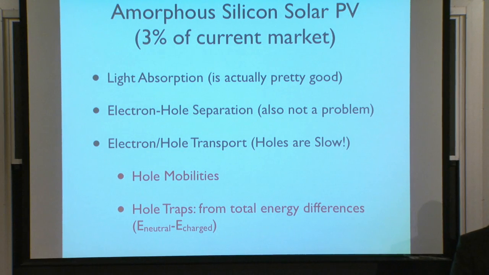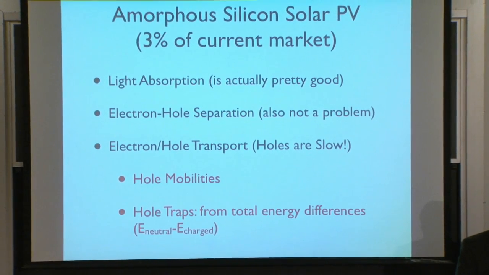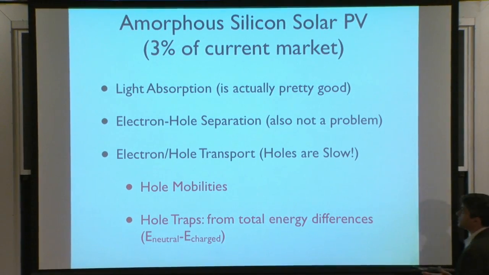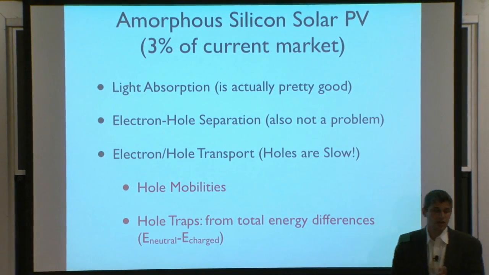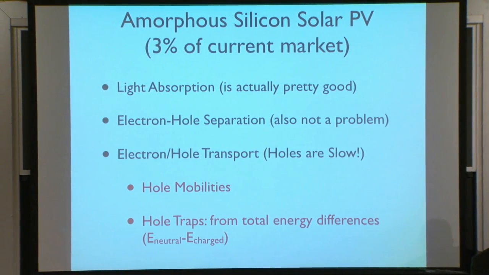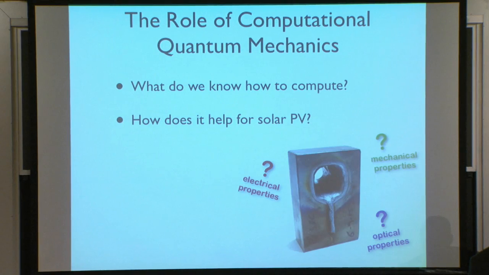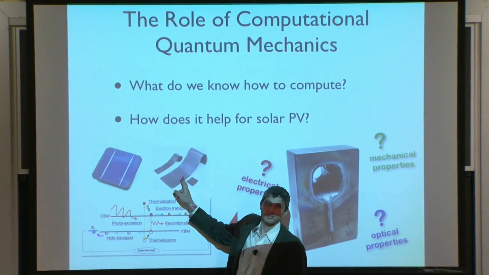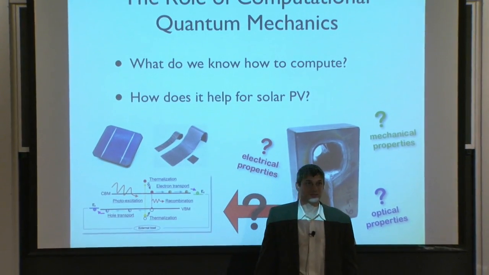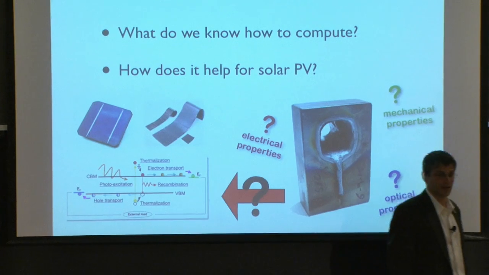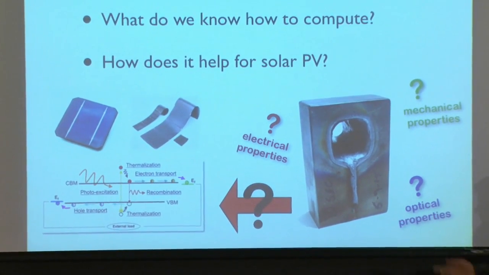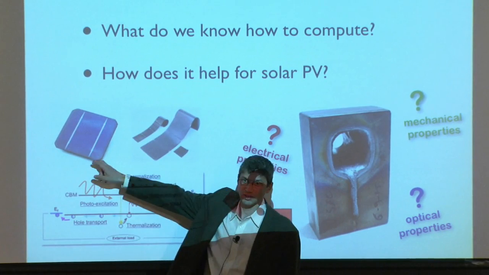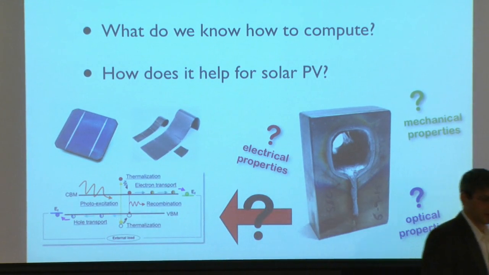In amorphous silicon, which is actually 3% of the market, light absorption is really pretty good, and so you can make the cells very thin. That picture was, where was it? There. That's a crystalline silicon cell, and that's an amorphous silicon cell. And you can see one is curving because you can make it really, really thin. Whereas if you tried to curve 100 microns, it's really hard to do. You're going to crack it.